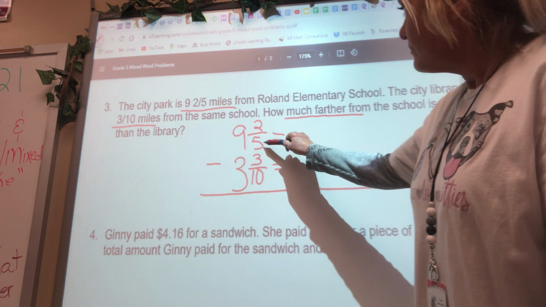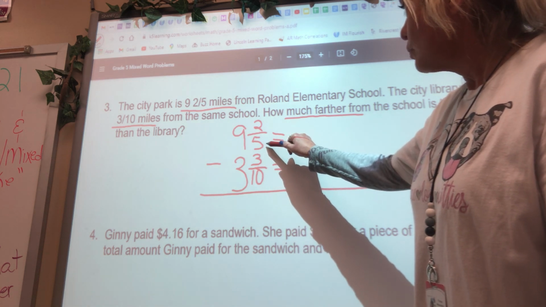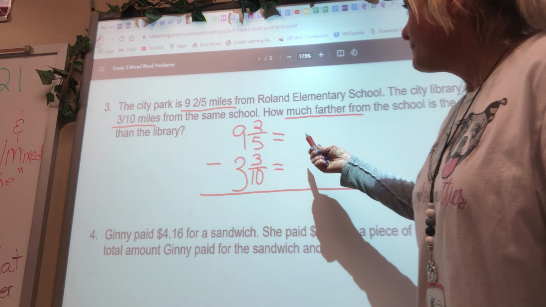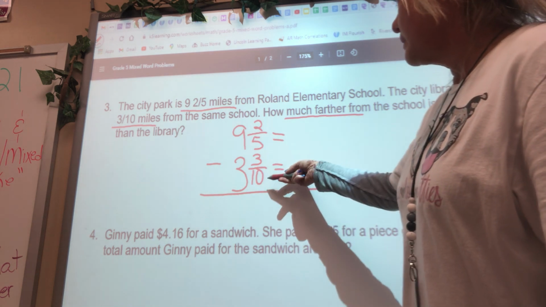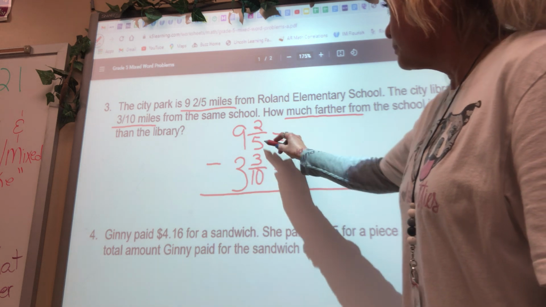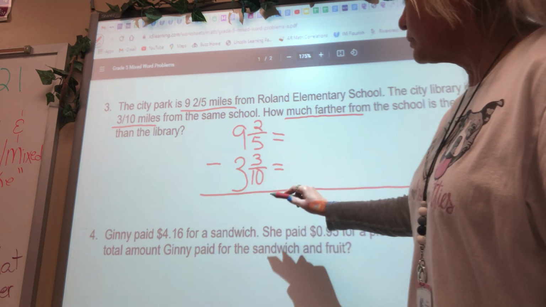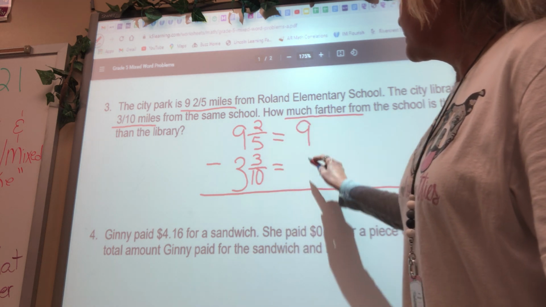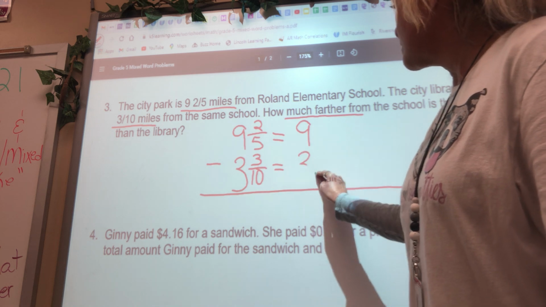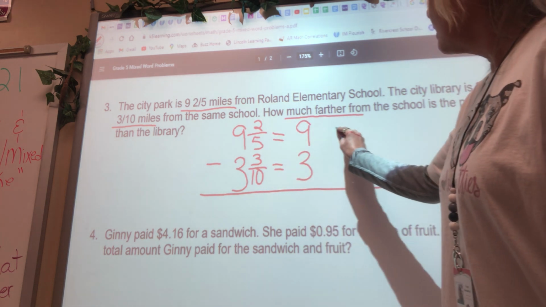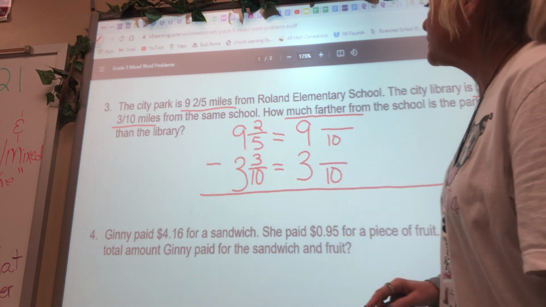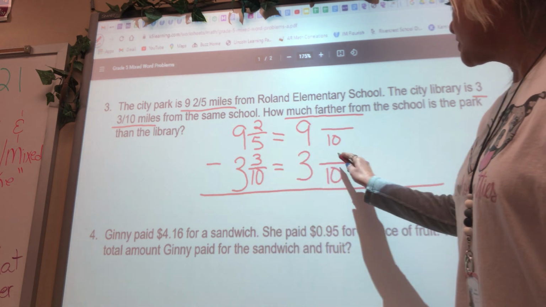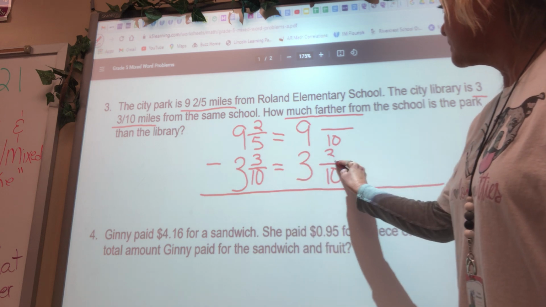And 5 will go into 5, and it'll go into 10, but 10 won't go into 5, will it? So the common denominator is 10, because 5 will go into 10 and 10 will go into 10. We bring our whole numbers on over because those don't change. And then we're trying to get everything in tenths. That's our common denominator. This one will just transfer over because it was already in tenths.